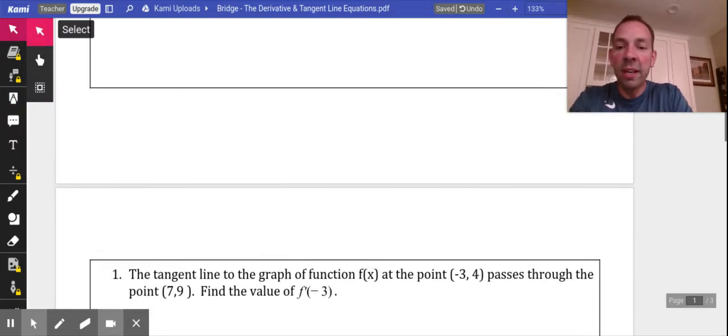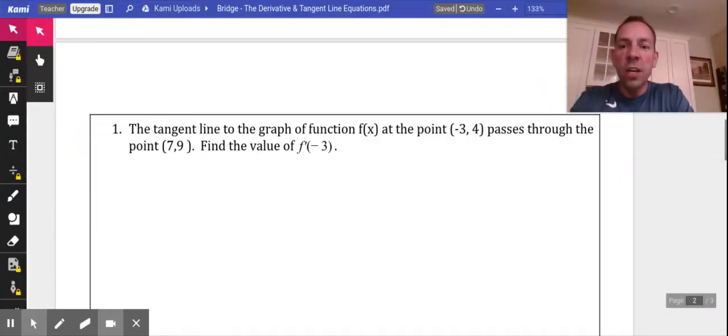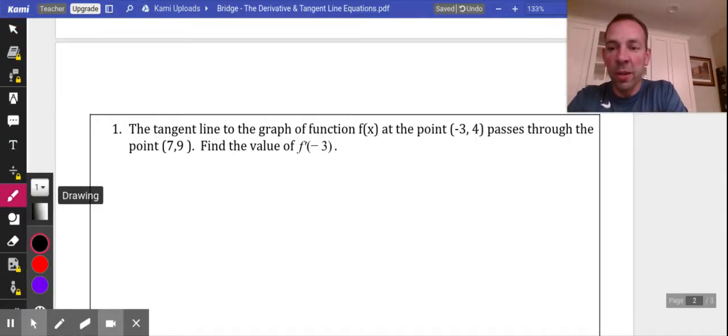Let's dive into one. Again, some of these are very hard to visualize. So we have a tangent line, and it's tangent to the graph of f at the point (-3, 4). And that tangent line then goes on to pass through the point (7, 9). So I don't know if I dare draw this. Let's give it an attempt.